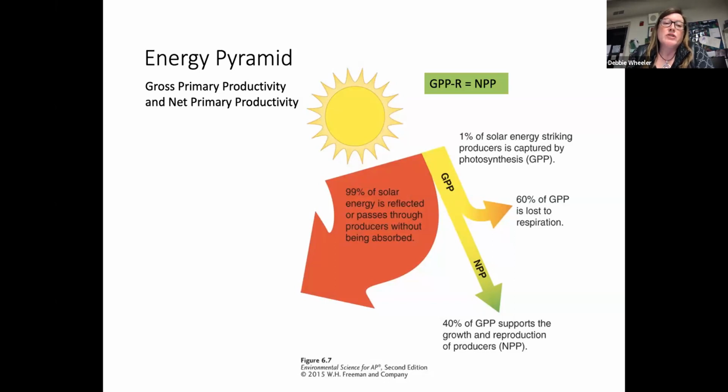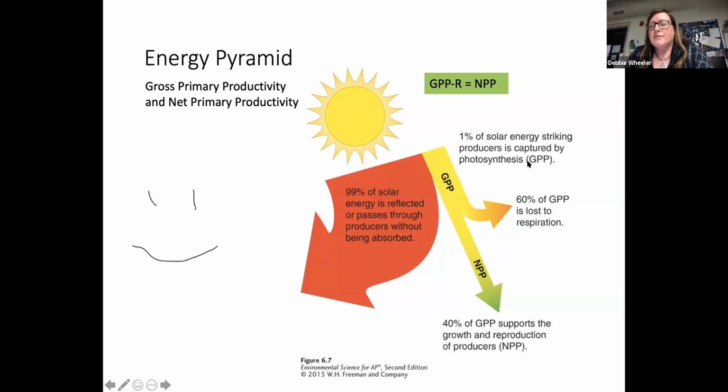So net is what your check is actually going to be written for. That would be the net primary productivity. So in this example, there's a lot of good information here. For example, 1% of solar energy striking producers is captured by photosynthesis. And so that's kind of an amazing statistic, I think. 99% passes through producers and does not get used in photosynthesis.